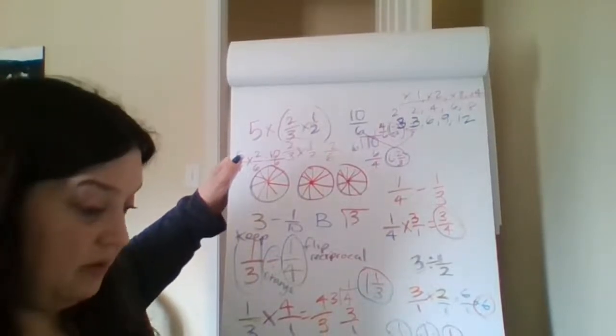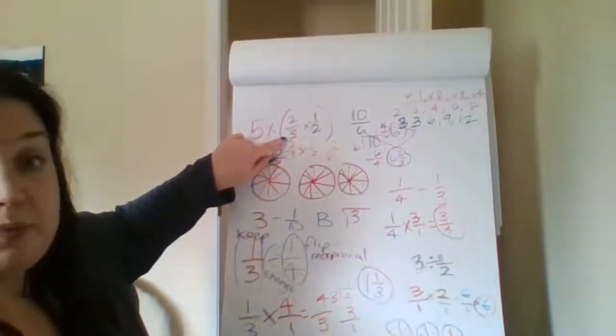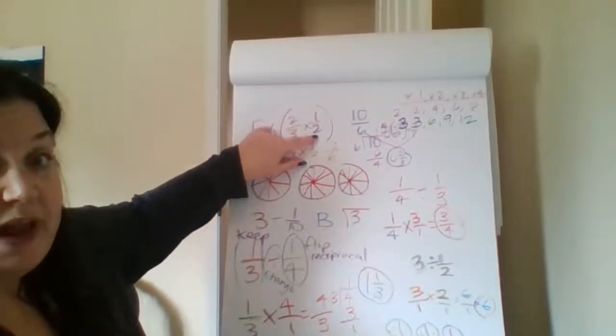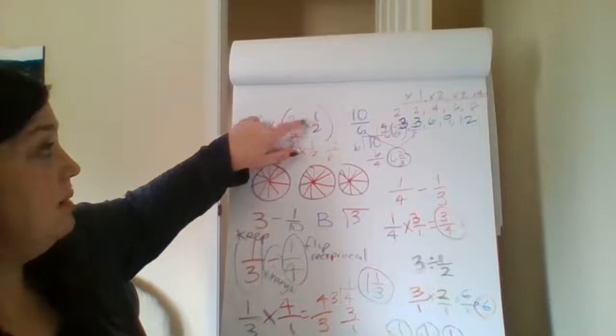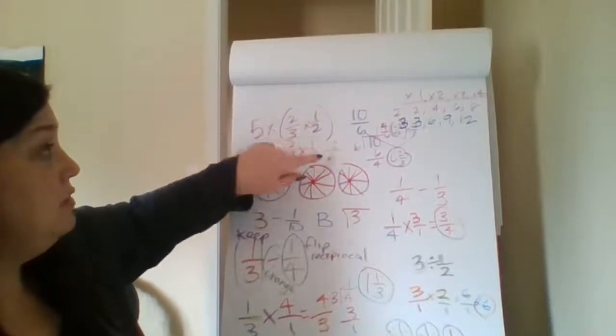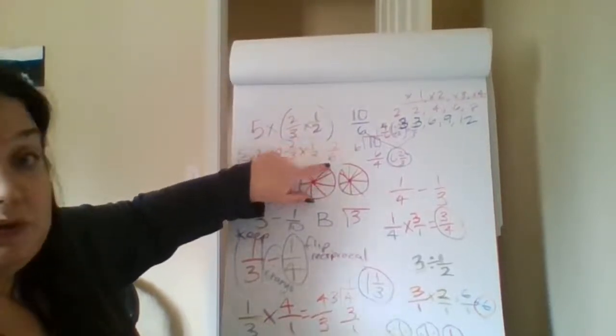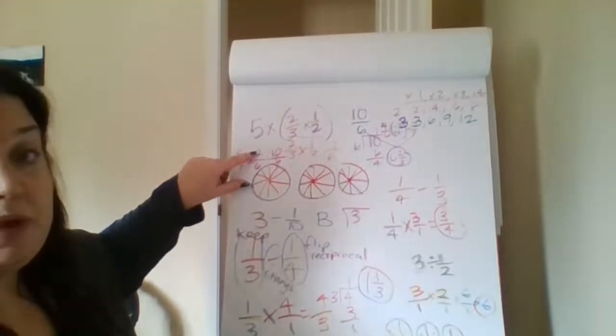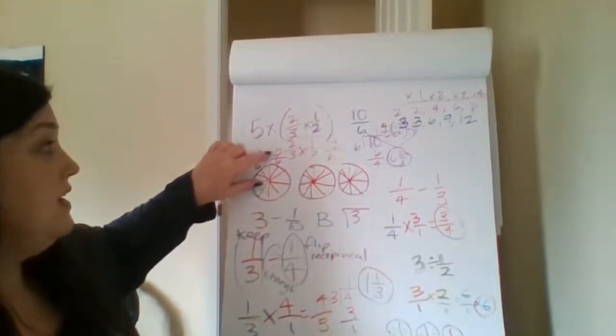Okay, so number 25, you need to do what was in the parentheses first. So you need to take 2/3 times 1/2. And 2 times 1 is 2. 3 times 2 is 6. So we ended up with 2 sixths. Then we take our 5 over 1 and multiply it by 2 sixths. And we got 10 sixths.